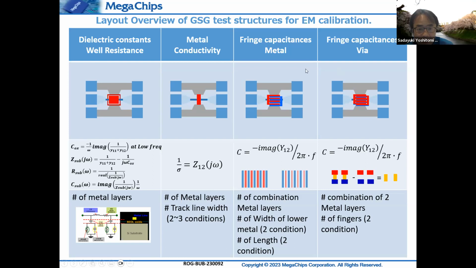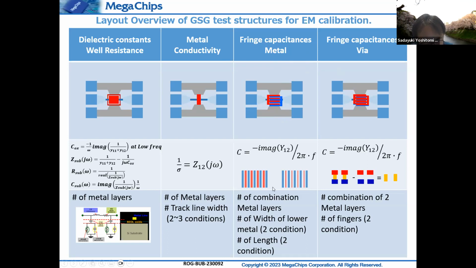And if we have a look at the fringe capacitance extraction, I used two kinds of MOM cap test structures to calibrate the parasitic extraction engine. So you can see the close-up of the pattern here. Two kinds of patterns are illustrated in this table.